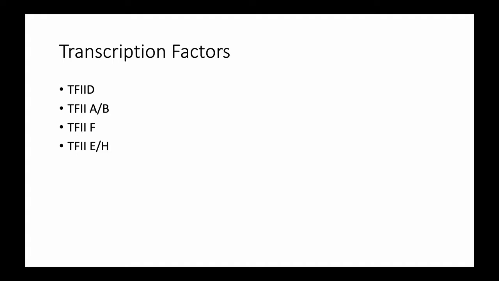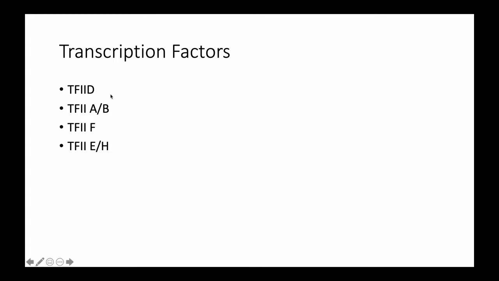So these transcription factors, the very first one that we have listed over here, is transcription factor 2D. Transcription factor 2D is made up of two smaller subunits: TAF and TBP. TBP is the TATA box binding protein. The second subunit that makes up transcription factor 2D is called TAF, the TATA box protein association factor. So both of these subunits are part of TFIID.